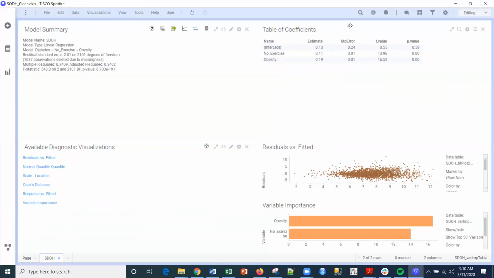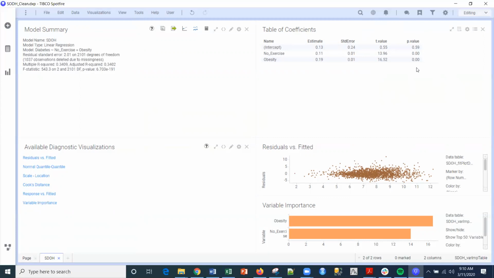Looking at the individual coefficients, the statistical test on these coefficients, I can see that the estimates, the betas, right? So 0.19 for obesity and 0.11 for no exercise. And the test statistic, the t-value, and then the actual p-value, right? The test of significance.